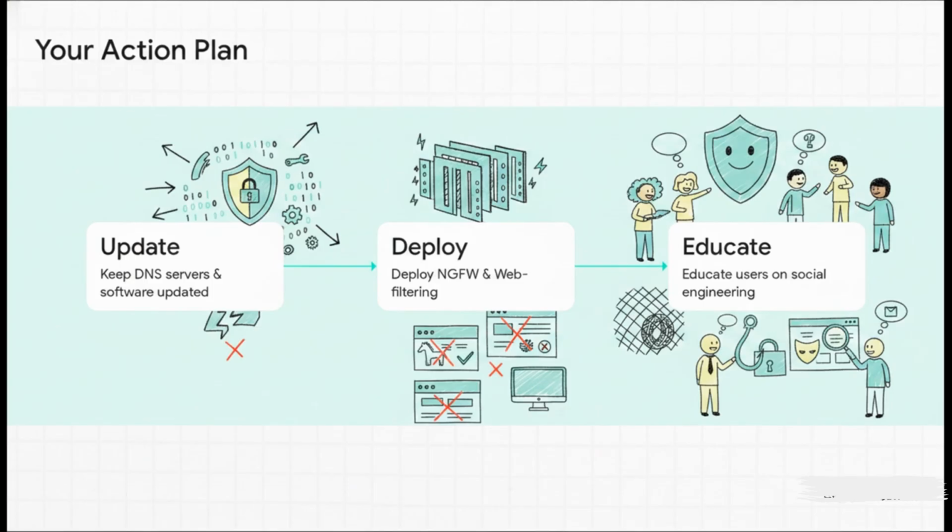So pulling it all together, here is your definitive action plan. Step 1. Keep all your DNS servers and software consistently updated. You have to patch out those vulnerabilities that attackers rely on. Step 2. Deploy next-generation firewalls and web filtering to catch Trojans, ransomware, and those drive-by attacks way before they ever enter your network. And Step 3. Educate your users. A fully trained staff that actually knows how to spot social engineering and spear phishing, that is without a doubt your absolute strongest shield.